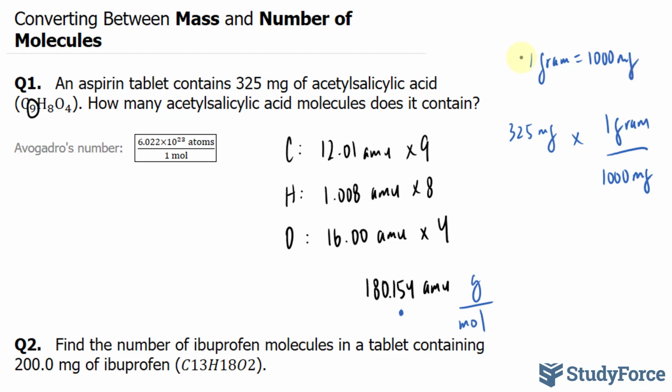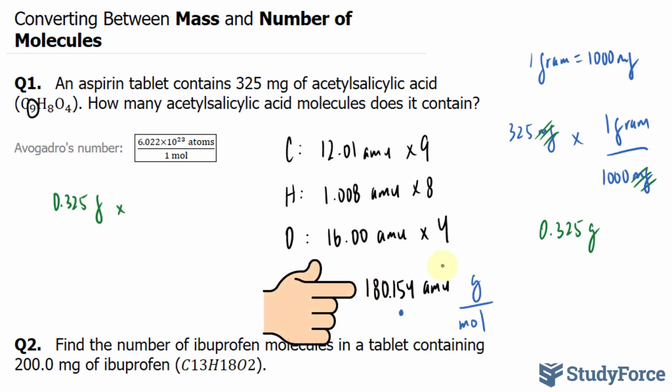The reason why I oriented this conversion factor to look like this is so that this milligram unit and this milligram unit cancel out. Dividing 325 by 1,000 gives us 0.325 grams. With this, I can now multiply this mass of 0.325 grams by the flipped version of this, because remember, this number right here is technically a rate. We have this many grams per every 1 mole. So I can orient this in the opposite way, where instead of having moles at the bottom, moles will be at the top and the grams will be at the bottom.